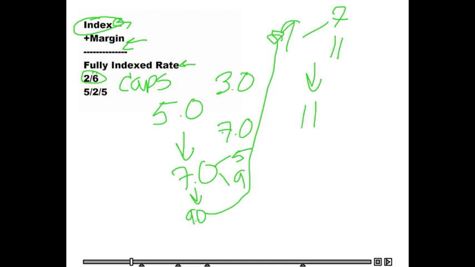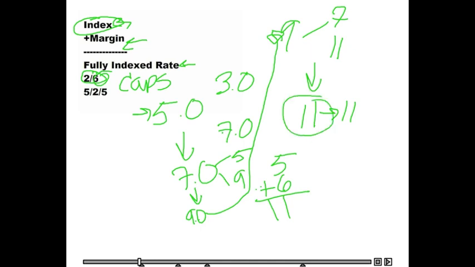Now, at the end of this adjustment, the maximum it can go is 11%. The reason for that is it has a 6% lifetime cap. We started at 5%, so because we started at 5%, we add our 6% lifetime cap. The maximum this rate can ever adjust to is 11%. So we are already at our lifetime max for this. So the loan could go down to 9, but it may not go above 11 because of the lifetime cap of 6%.